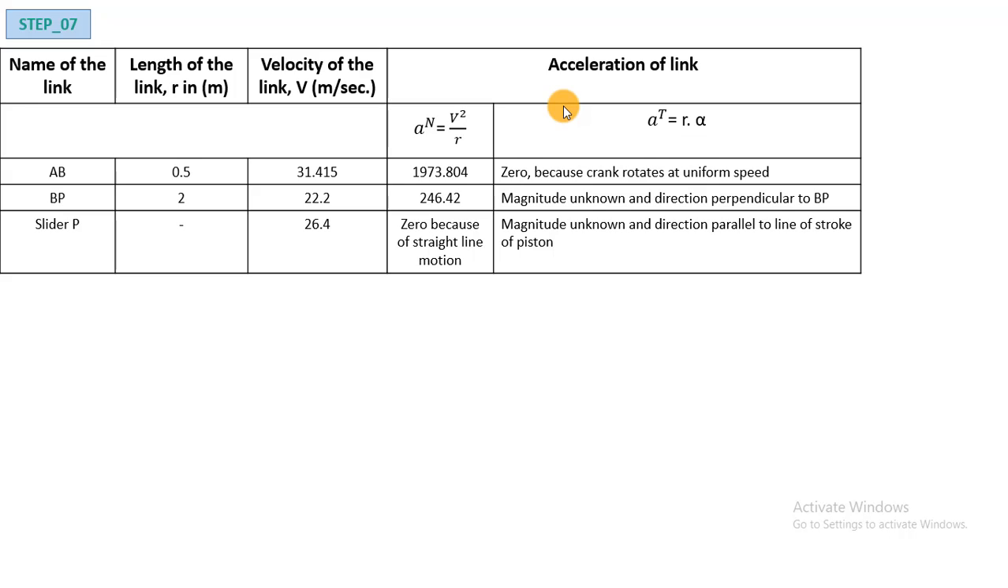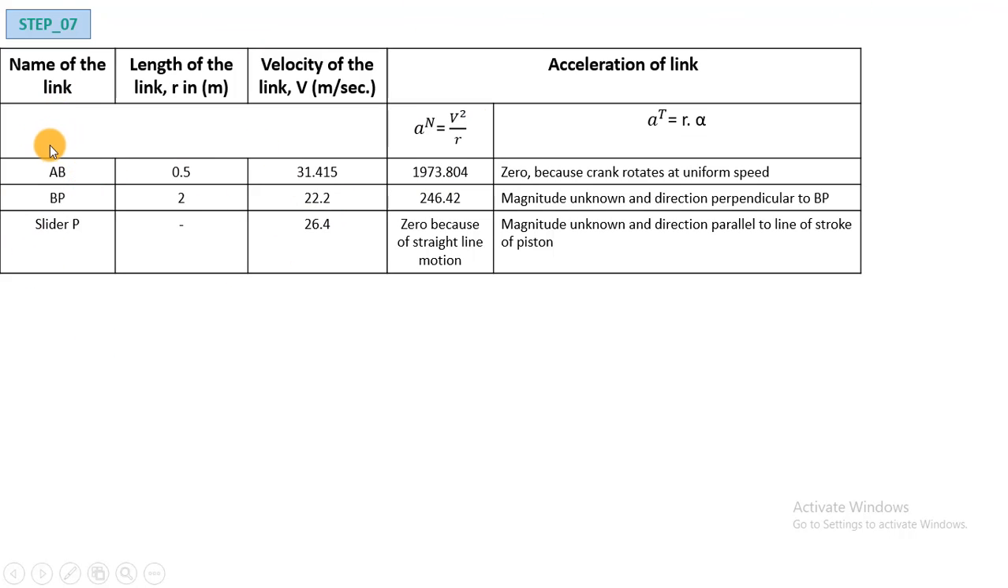When the link is rotating at uniform speed, what happens? It does not have any angular acceleration. In that case the tangential component of acceleration becomes 0, and the link has only the normal component of acceleration. So let's start one by one.